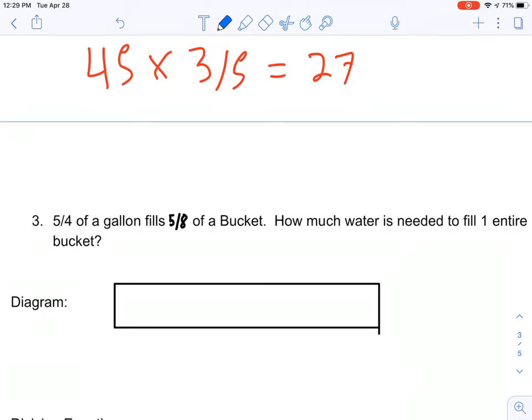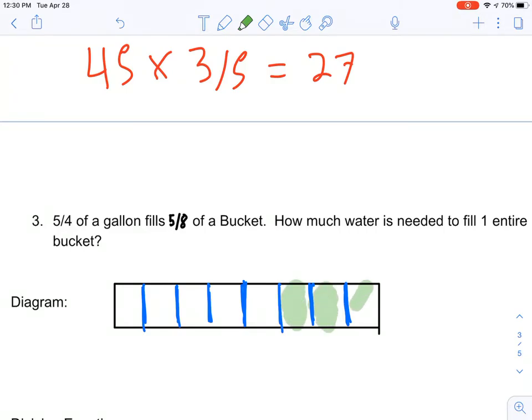We're going to divide this into eighths. So first let's divide it into halves. Then let's divide it into fourths. And finally, let's divide each of those fourths into eighths. Okay, so now we have our full thing and it's divided into eighths. Okay, now our bucket is only filled 5/8 of the way. So 1, 2, 3, 4, 5.